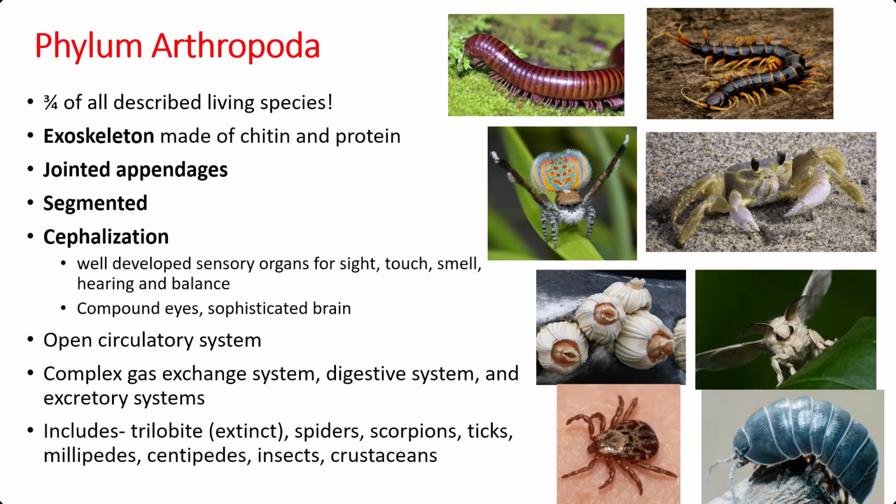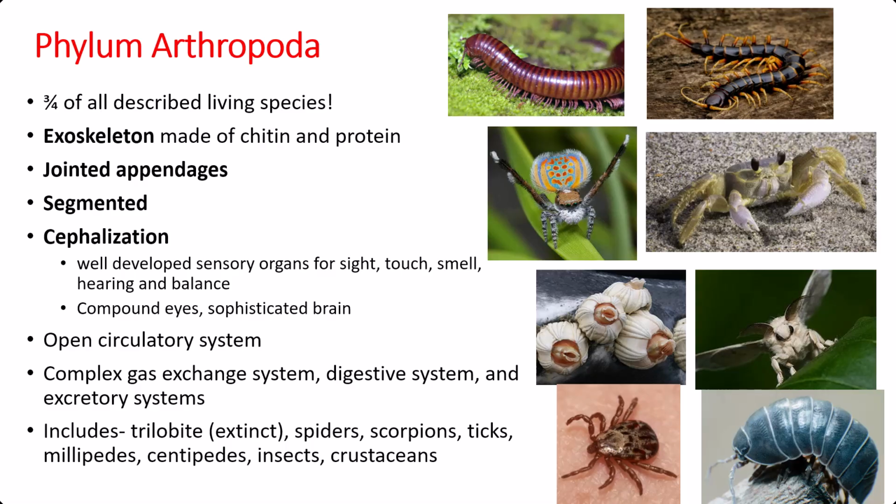So that brings us to the phylum Arthropoda. 3/4 of all described living animal species are arthropods. They have an exoskeleton made of chitin, like the fungal cell wall, and protein. They have jointed appendages. They are segmented. They're cephalized, right? Meaning they have a head with specialized sensory organs for sight, touch, smell, hearing, and balance. They have compound eyes and a sophisticated brain.